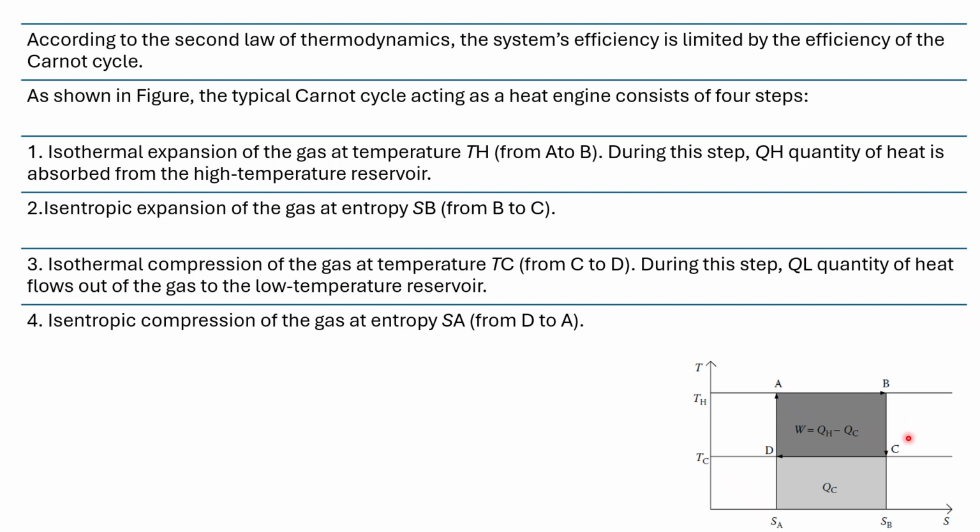The third step is from C to D, which is the isothermal compression of the gas at the temperature of TC. During this step, QL, the quantity of heat, flows out of the gas to the low temperature reservoir. Then comes the fourth step, from D to A. Here the isentropic compression of the gas at SA happens. So these are the 4 steps involved in a typical Carnot cycle acting as a heat engine. This is what is happening in the OTEC conversion.